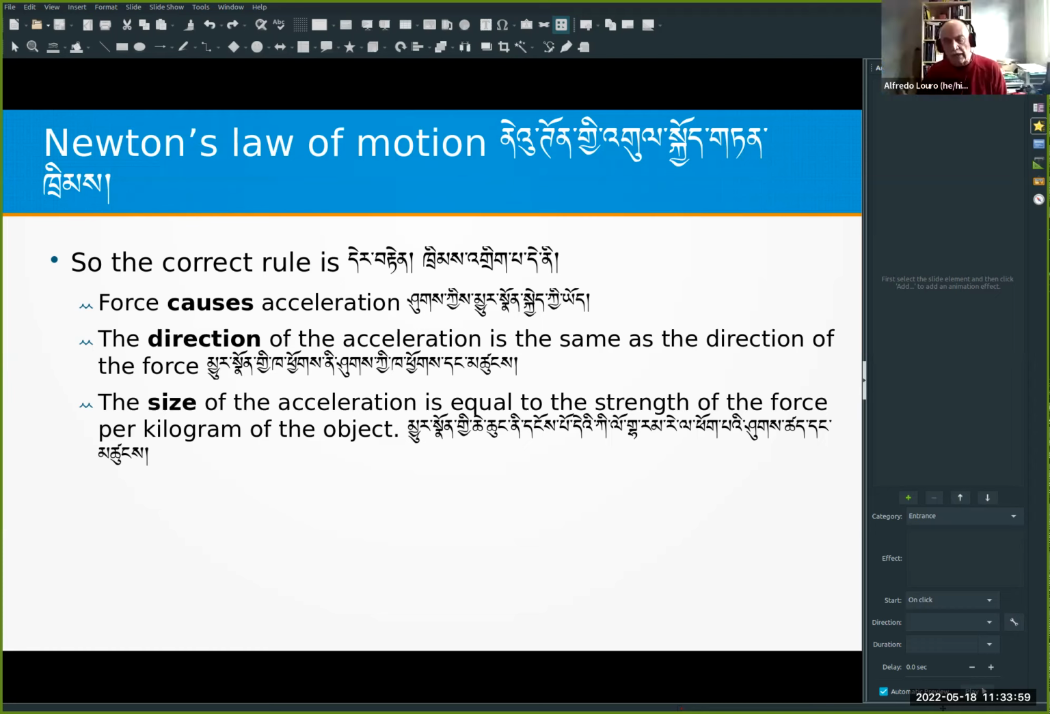So let's say that the mass of the elephant is 1,000 times the mass of the soccer ball.